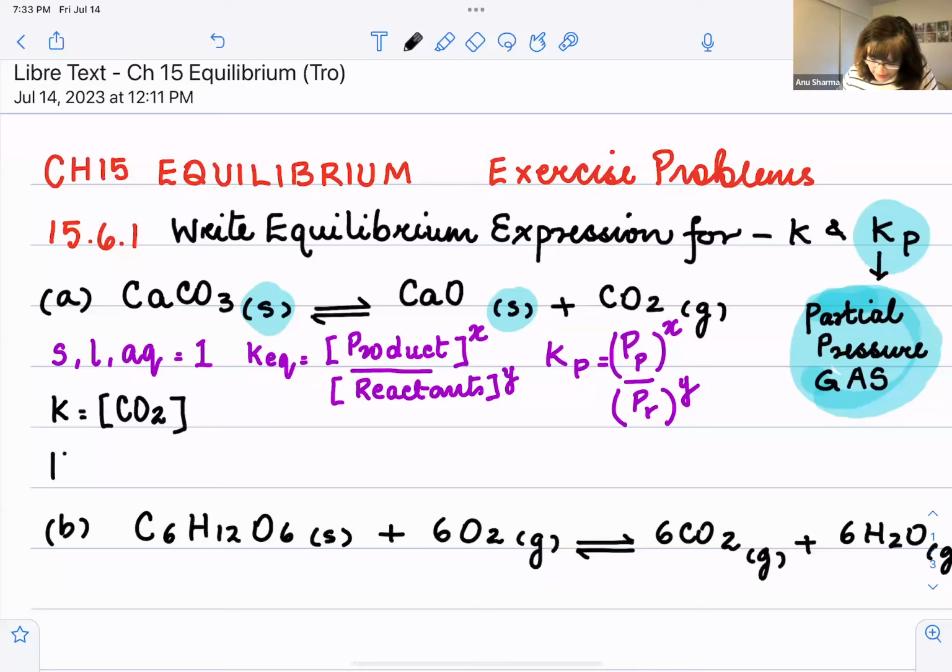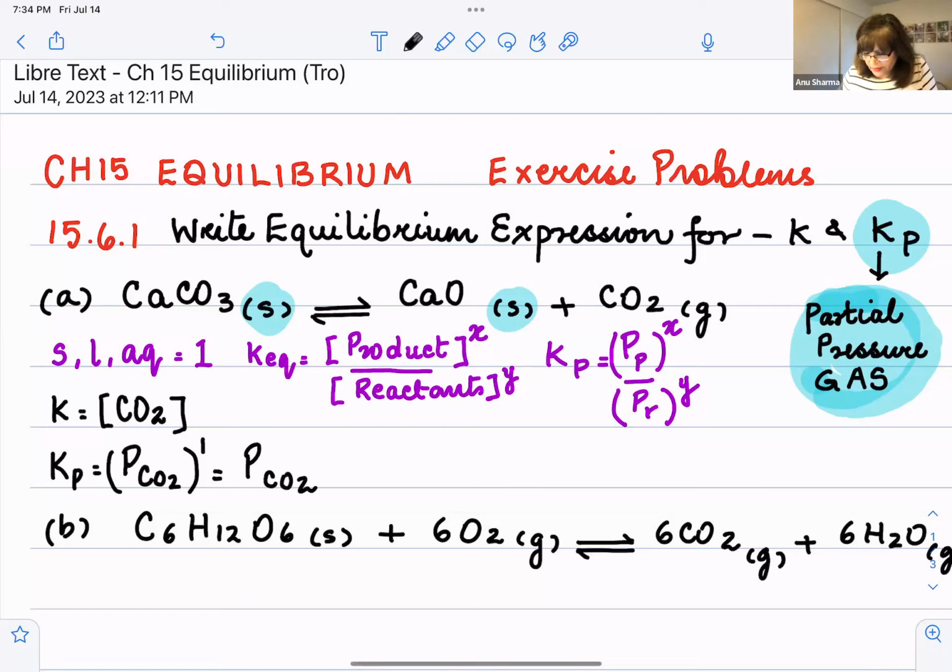Next is in terms of Kp, that is the partial pressure. How are we going to write it? Kp is the partial pressure P of the CO2 gas. Since all of this is raised to the power 1, this just becomes the partial pressure of CO2. And that is the value of Kp. Okay, so this is one thing.